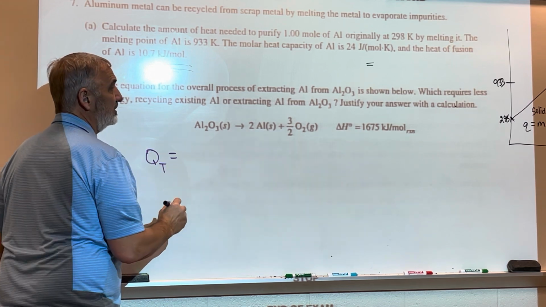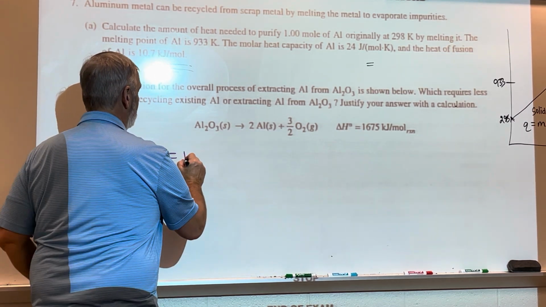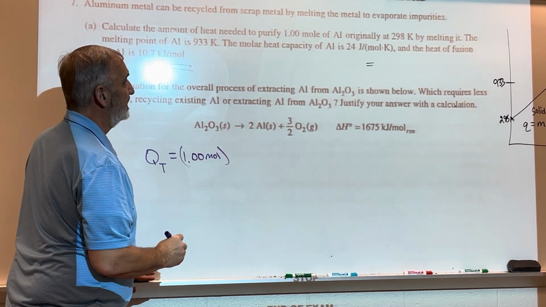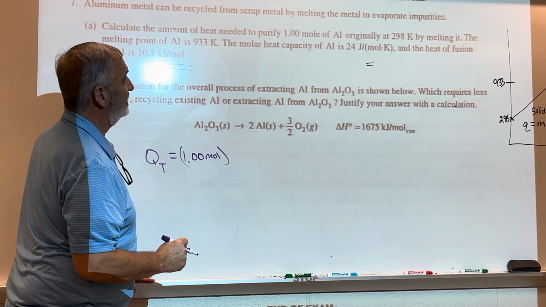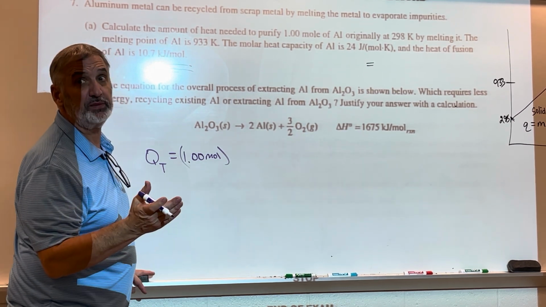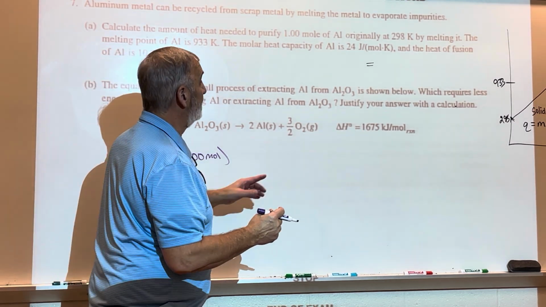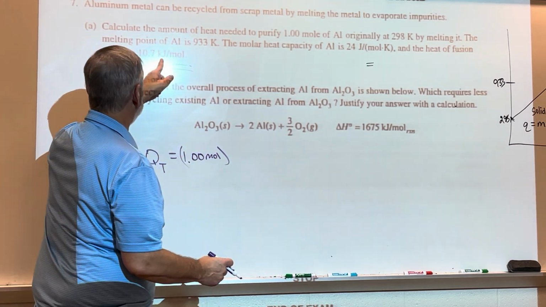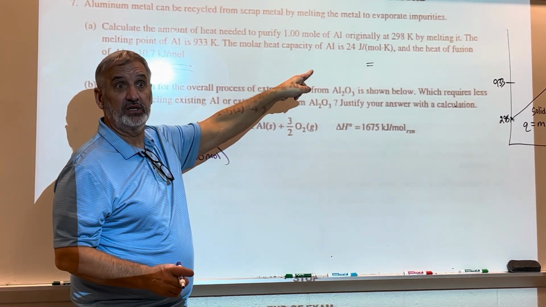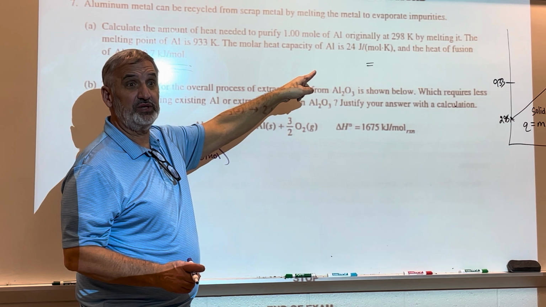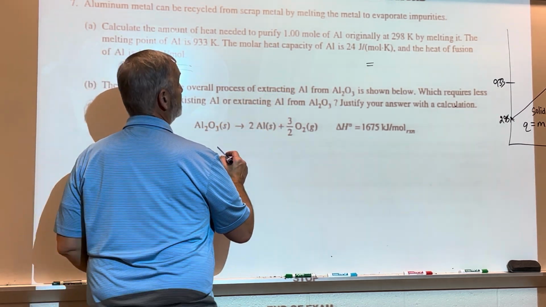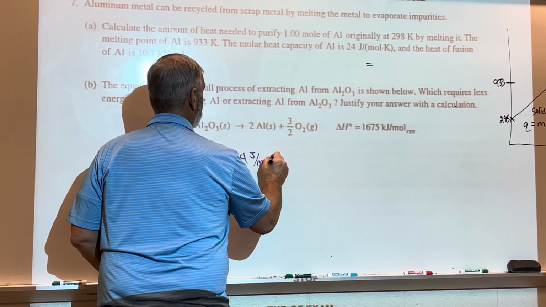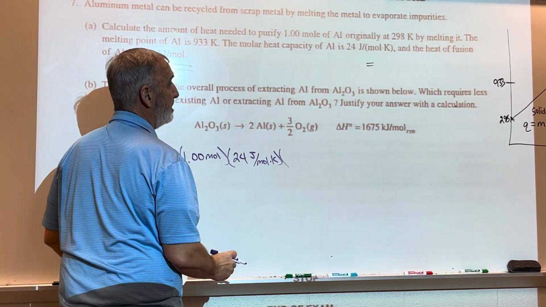Q is going to equal your moles, 1 mole, times what? 24. It doesn't matter the order. Now again, are we going to keep everything in joules? Are we going to change this one to joules, or change that to kilojoules? You want to do it at the end when you add it up? Okay. But 24 joules per mole, okay? Now times what? 635 Kelvin.